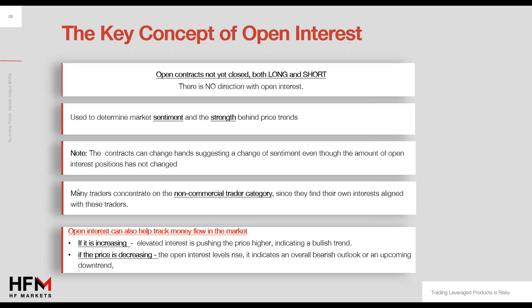We need to always check the open interest, because the open interest, guys, helps us track money flow. I mean, whether they are moving from one direction to the other, from long to short, and so on. So if we are seeing the open interest increasing, okay, that's a bullish signal because it suggests that elevated interest is pushing the price higher. If the open interest is decreasing, then that indicates an overall bearish outlook or an upcoming downtrend which might not have started yet.